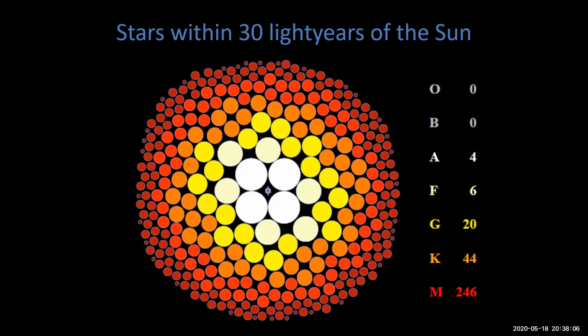If we look at the stars around the sun, the sun is a G star. So there's 20 other G stars, 44 K stars, 246 M stars. Those K and M stars are cooler, smaller stars, which are more common. And then there's only 10 stars that are bigger than the sun, really significantly. 6 F stars and 4 A stars. It seems that the smaller stars are even more likely to form planets than the big stars.